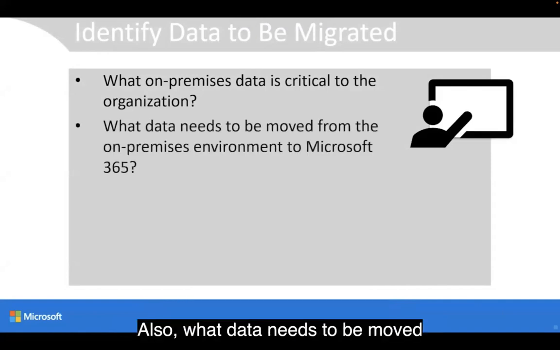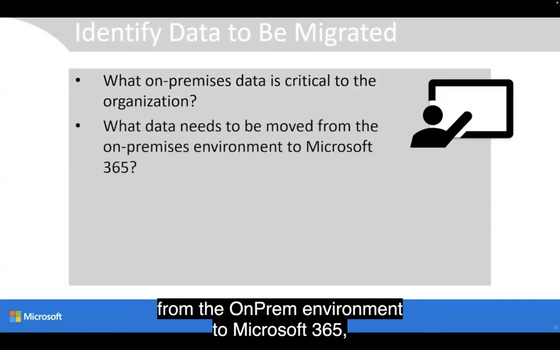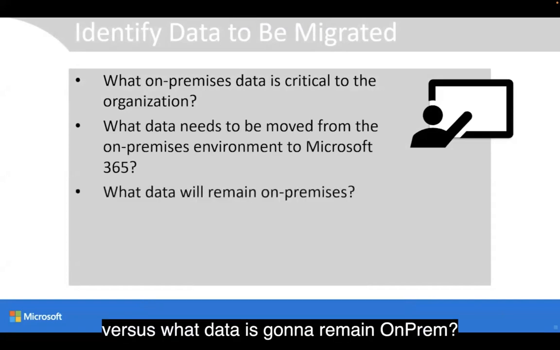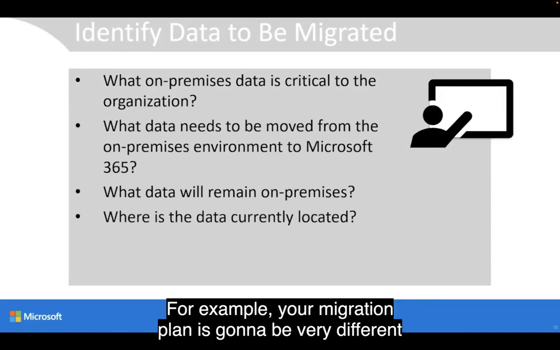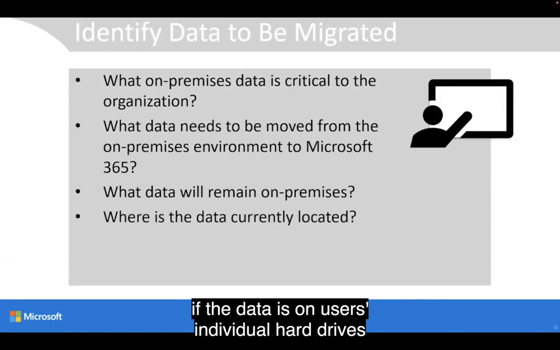Also, what data needs to be moved from the on-prem environment to Microsoft 365 versus what data is going to remain on-prem? And importantly, where is the data currently located? For example, your migration plan is going to be very different if the data is on users' individual hard drives or if it's on a file share.